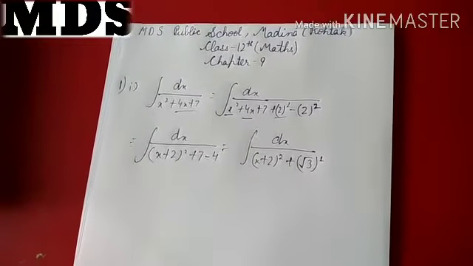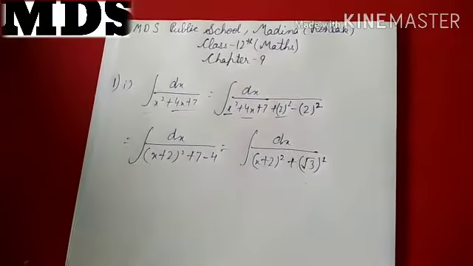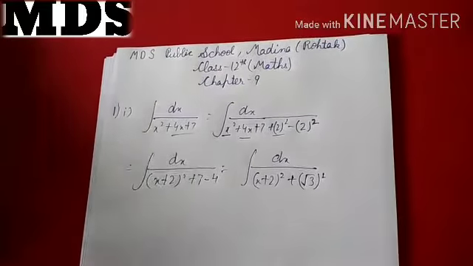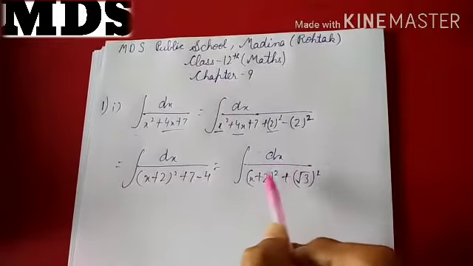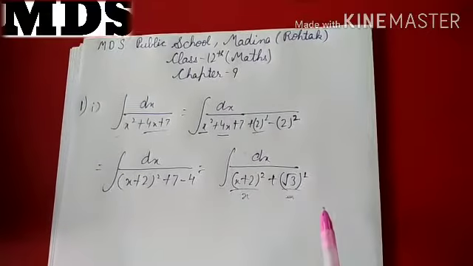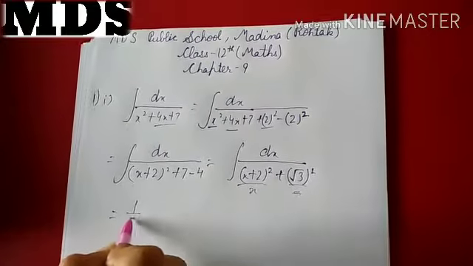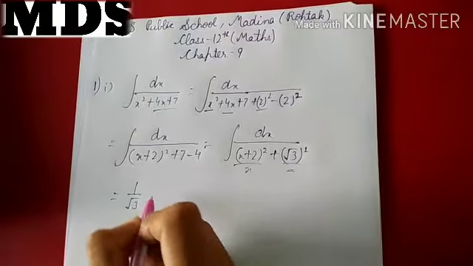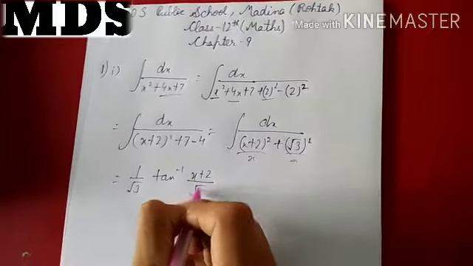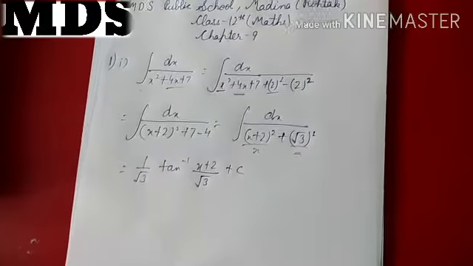Now we will use this formula that we have studied in fourth exercise. Okay, and what was that? It is integration of dx by, suppose it is our x, it is our a, so it is x square plus a square. So this is 1 by a. A is root 3, into tangent inverse x by a. X is x plus 2 by root 3 plus c, and it's our answer.